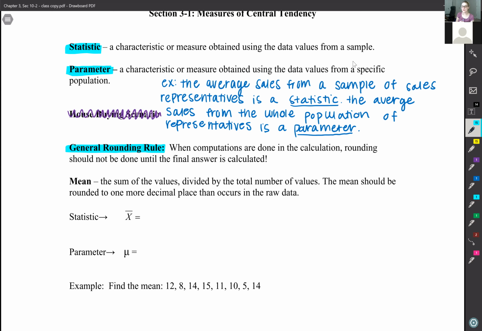So just a general rule, try not to round until the very last part, because sometimes when you do it along the way, you'll end up getting something that's not really correct. So just a rule of thumb here. Rounding at each step can cause your final answer to be off.